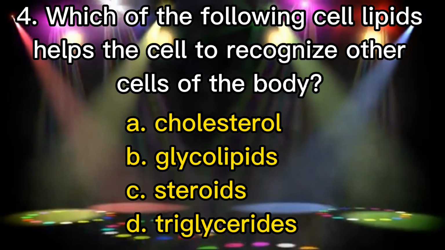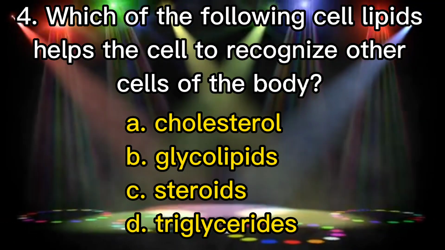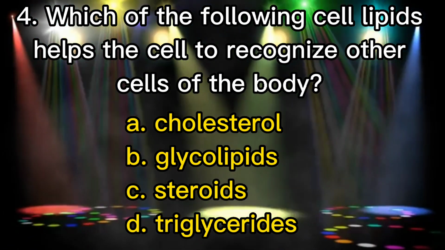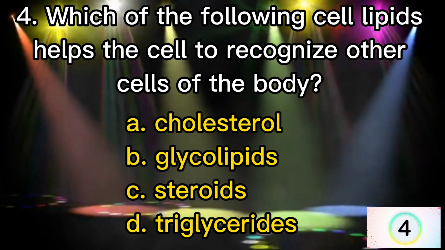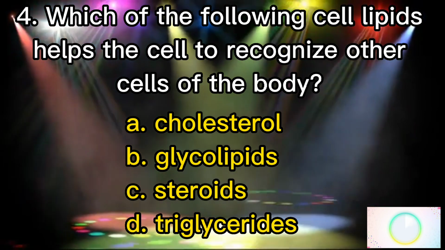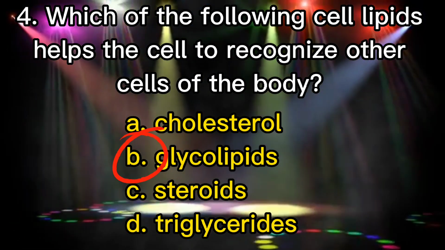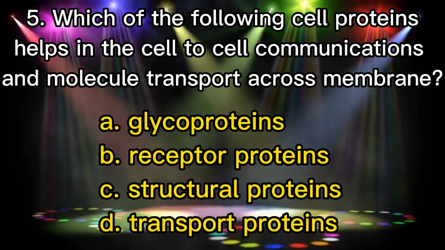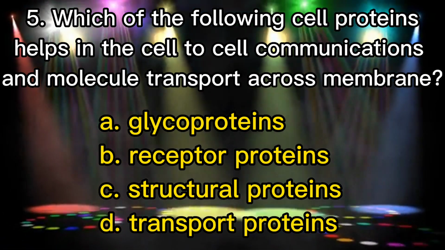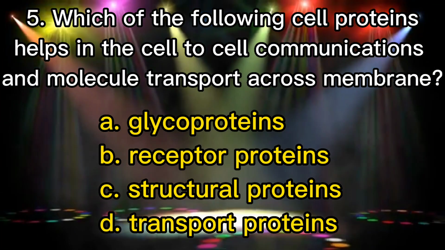Number 4. Which of the following cell lipids helps the cell to recognize other cells of the body? Letter A. Cholesterol. Letter B. Glycolipids. Letter C. Steroids. And letter D. Triglyceride. The correct answer is letter B. Glycolipids.